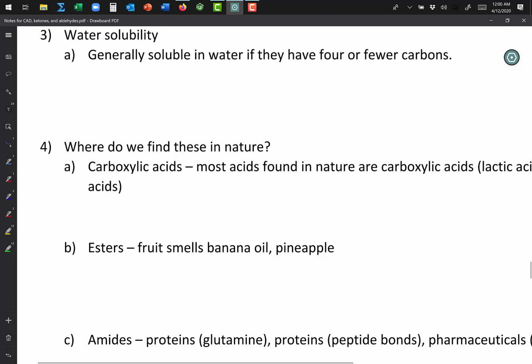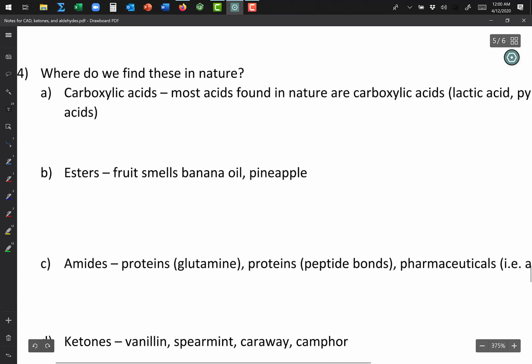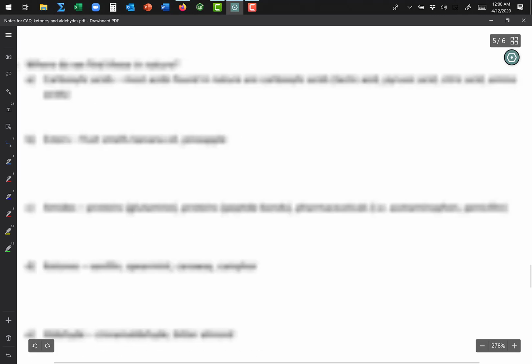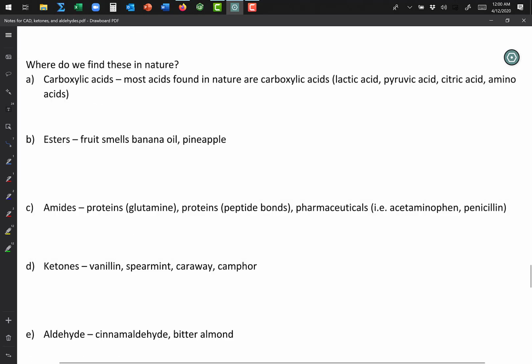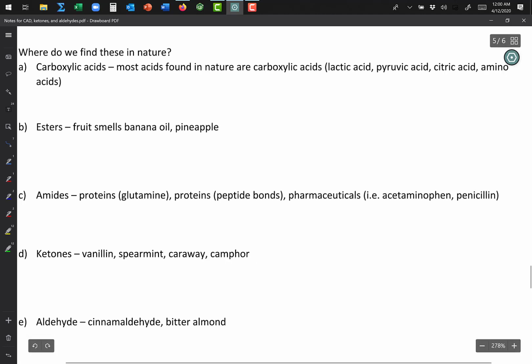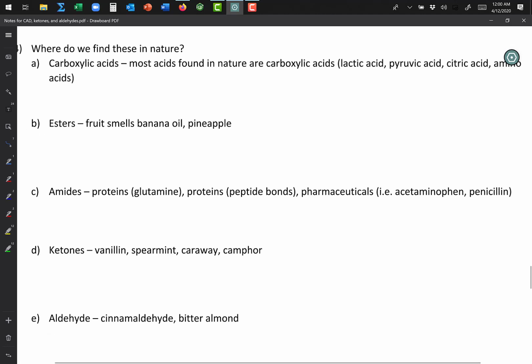Okay, where do we find these in nature? Well, carboxylic acids we see a lot. We see them as part of things like lactic acid or pyruvic acid. These are terms you're probably familiar with from a Chem 8 class. These are organic acids that we find in metabolism, but these are types of carboxylic acids. If you need the structures, you can look those up, and they're actually listed in your chapter.